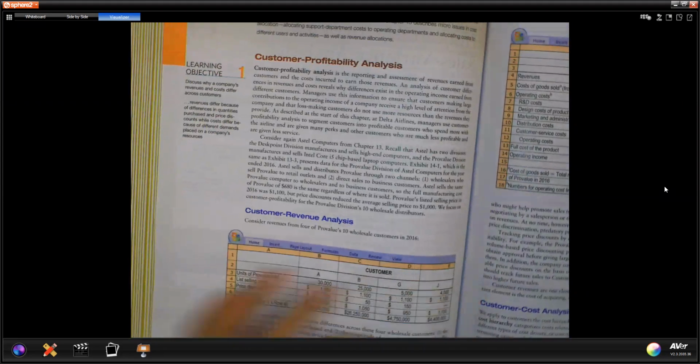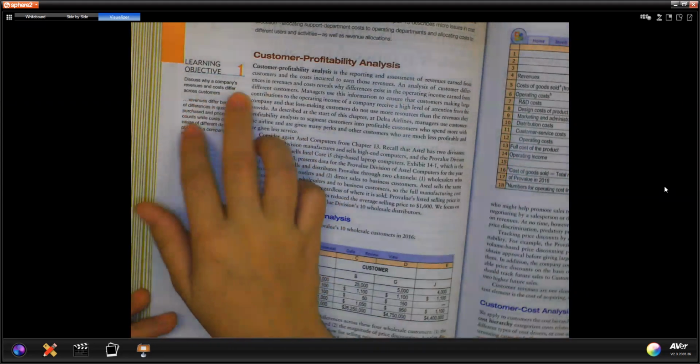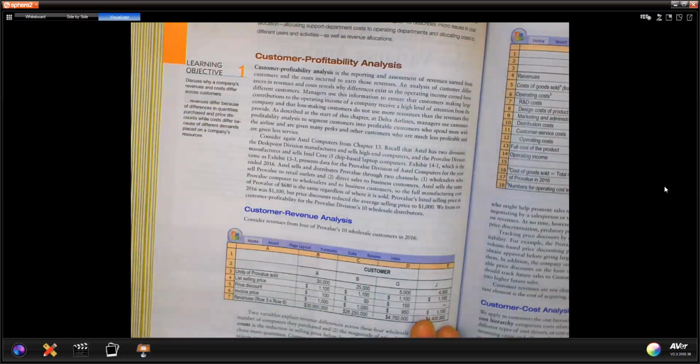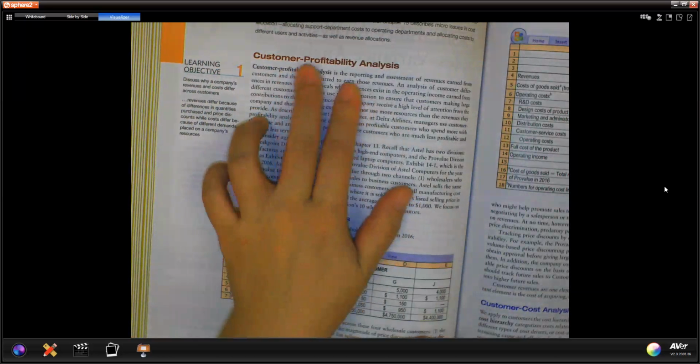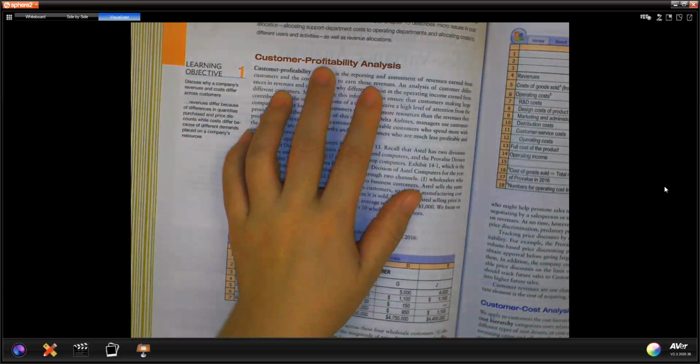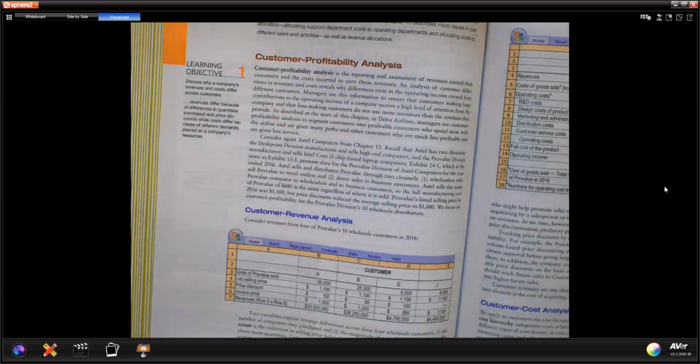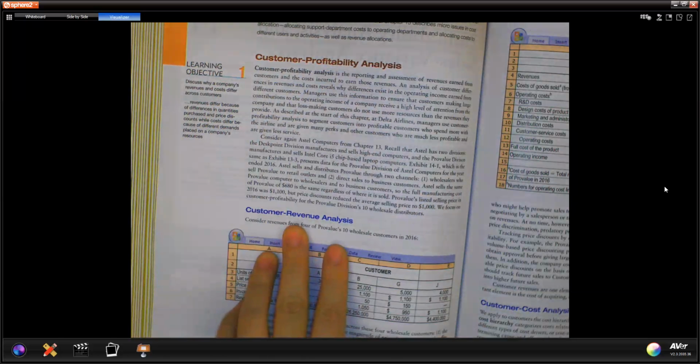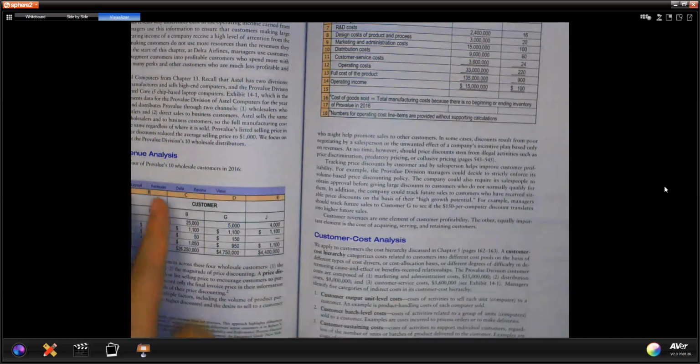First one, knowing the customer revenue and the different costs for different customers. So this is your customer profitability analysis. When we talk about profitability, how do you get the profit? It's your revenue minus your cost, right? So we have to first talk about revenue, and then we talk about the cost.